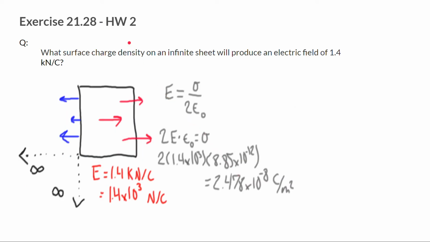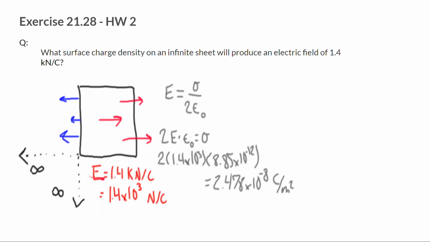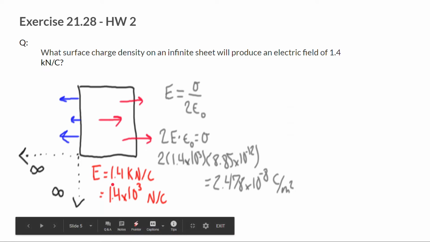This is represented pretty well in exercise 21.28 on homework 2. Question being, what surface charge density on an infinite sheet will produce an electric field of 1.4 kilonewtons per coulomb? Relatively same drawing. I wrote out 1.4 kilonewtons for your E value, which can be stretched into 1.4 times 10 to the third newtons per coulomb.